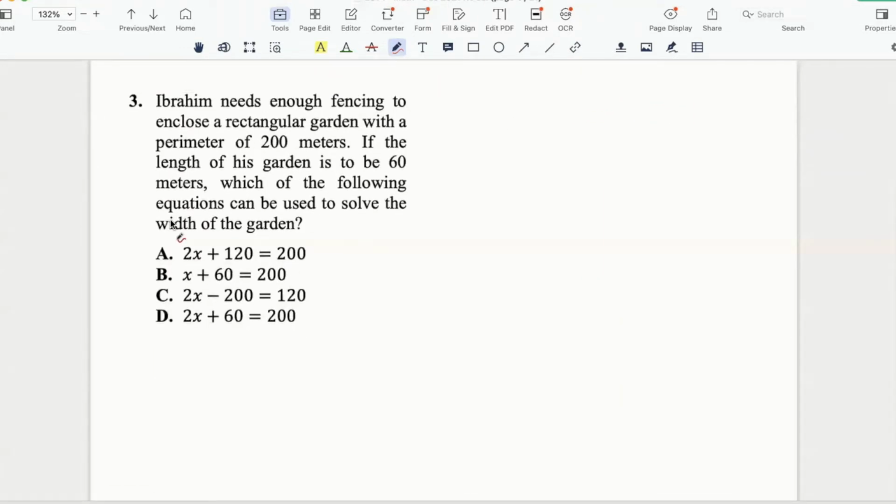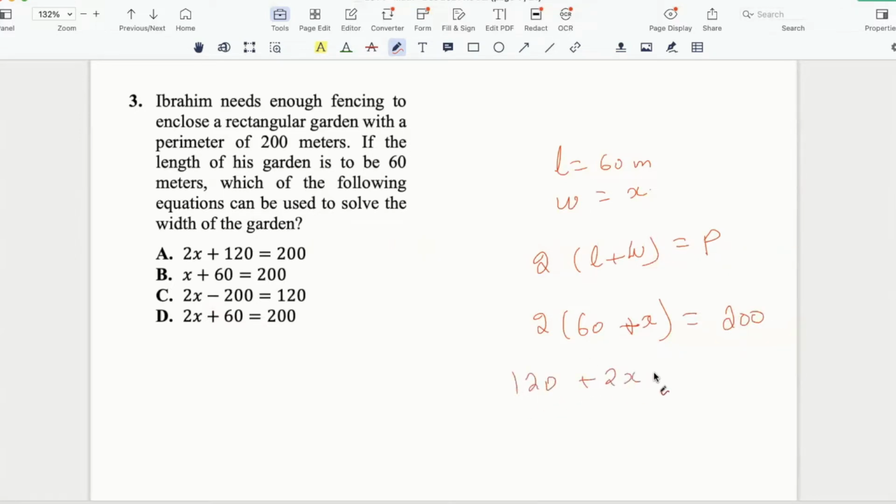Ibrahim needs enough fencing to enclose a rectangular garden with a perimeter of 200 meters. If the length of his garden is to be 60 meters, which of the following equations can be used to solve the width? So let the width be x. So 2 times (length plus width) will be the perimeter. So 2 times (60 plus x) will be 200 because the perimeter is 200. So 120 plus 2x is 200, option A.